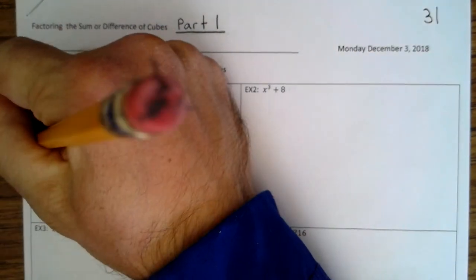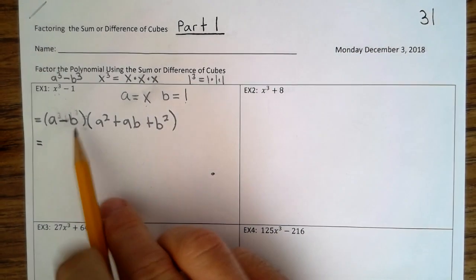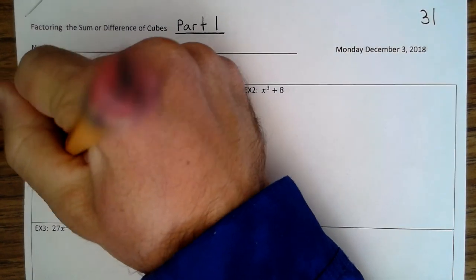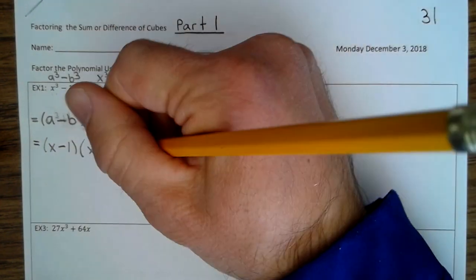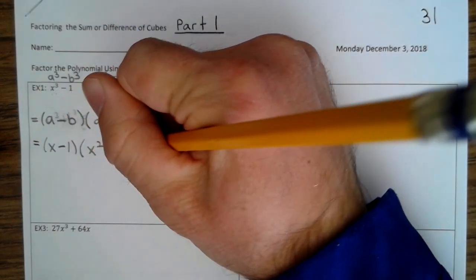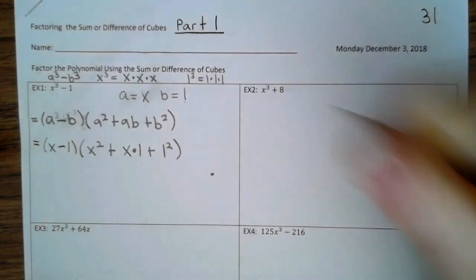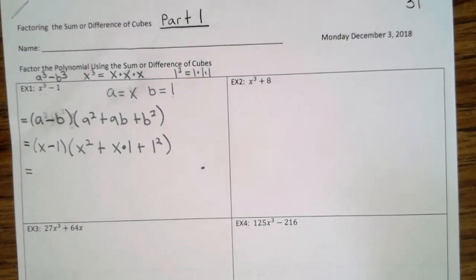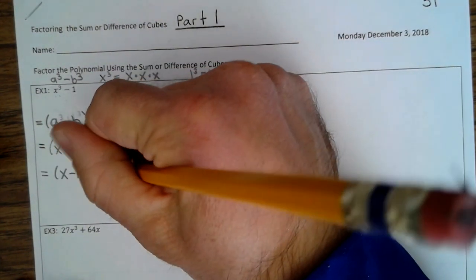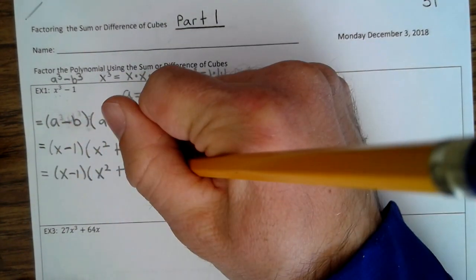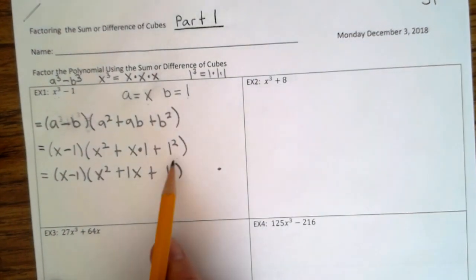Now all we have to do is substitute x and 1 in for a and b. So that's x minus 1 times x squared plus x times 1 plus 1 squared. Then we simplify: x minus 1, x squared is x squared, x times 1 is just plus 1x, plus 1 squared is just 1. And then you're done.